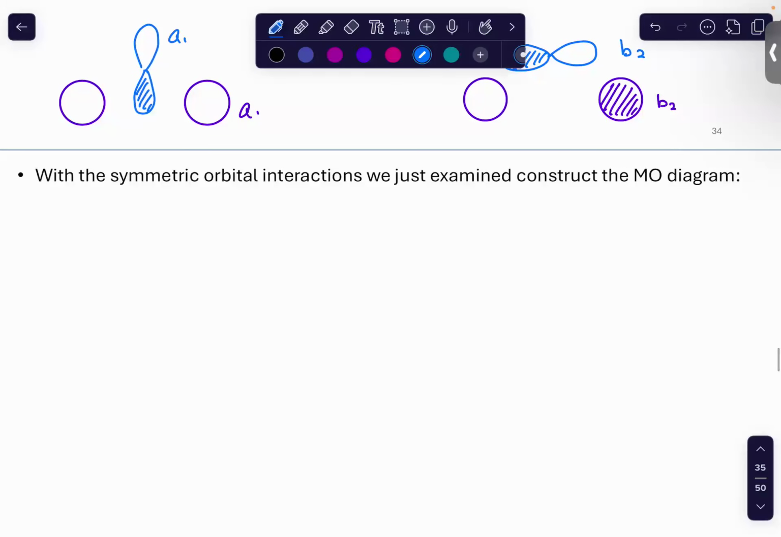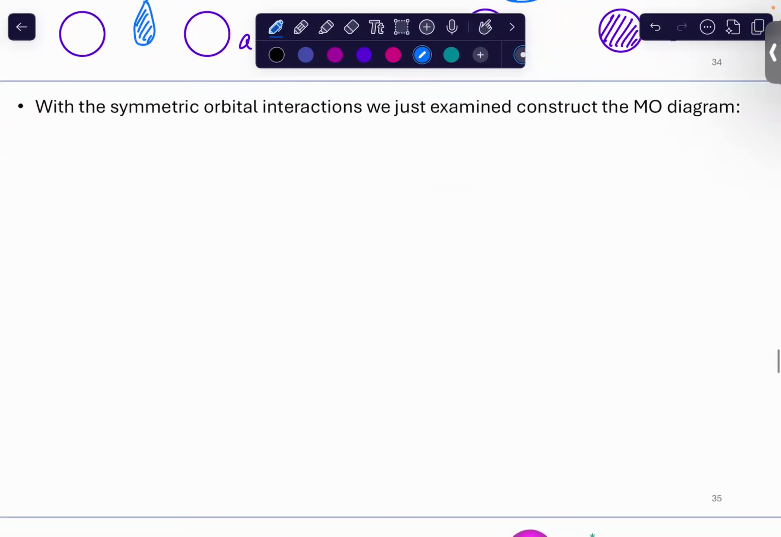And so what we're going to have, let's do, so I'm going to go ahead and grab that one.